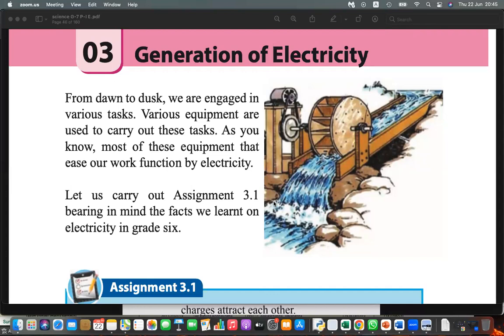You need to know this, that energy cannot be created and it cannot be destroyed as well.